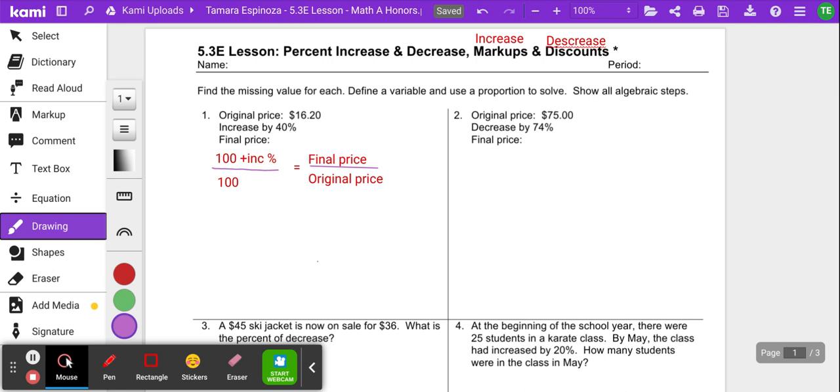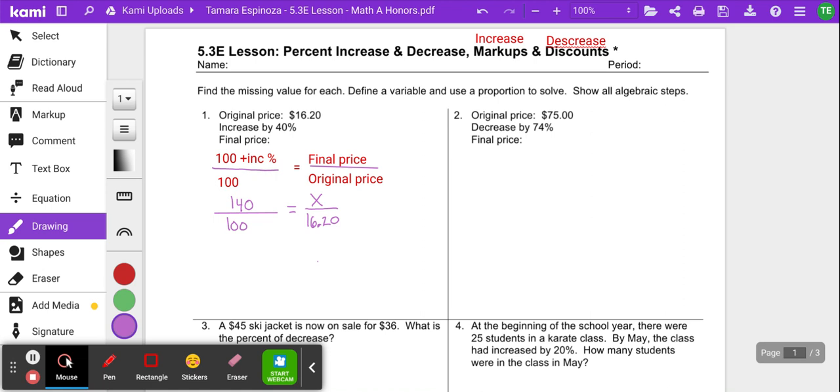So now we're going to plug in to our fraction. The 100 is always going to be there. We have 100 plus 40. So this is 140%. Our final price is what we're looking for. That's our X. Our original price is $16.20.